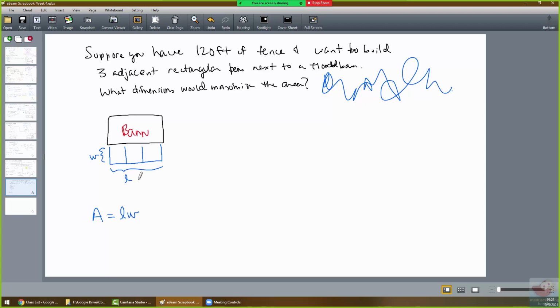The problem is we have 2 variables. We don't know how to maximize with 2 variables. You don't learn how to do that until Calculus 3. From now until then, you have to learn how to write it as 1 variable. Well, give me an equation that relates the L and the W and the 120, because the 120 represents perimeter.